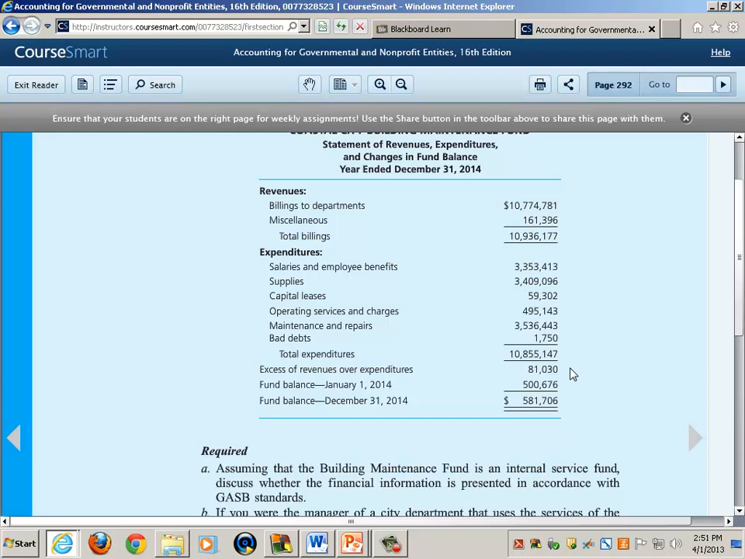But depreciation is not an expenditure. It's an expense. Remember that? We talked about the difference between expenses and expenditures. Well, that's why it's the modified accrual basis. In expenditure, we don't have a depreciation expenditure. They don't show up in the statement of revenue and expenditure.